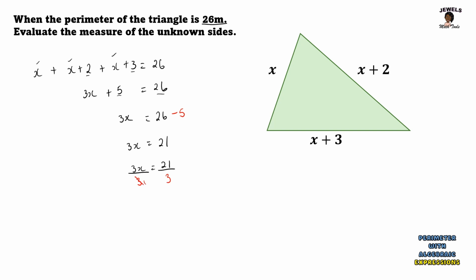So 3 divides into itself once, 3 divides into 3 once, which will leave us with x on the left-hand side. And remember that 1x and x is the same thing, so there's no need to write in the 1. You can leave it as just x. Then we will divide 3 into itself once, and 3 will divide into 21 7 times. So for this question, the measure of our variable x is equal to 7 meters.